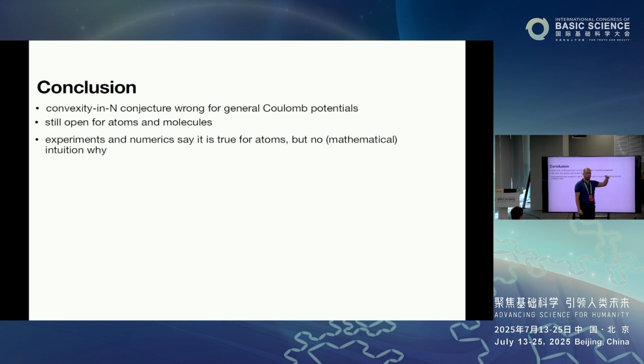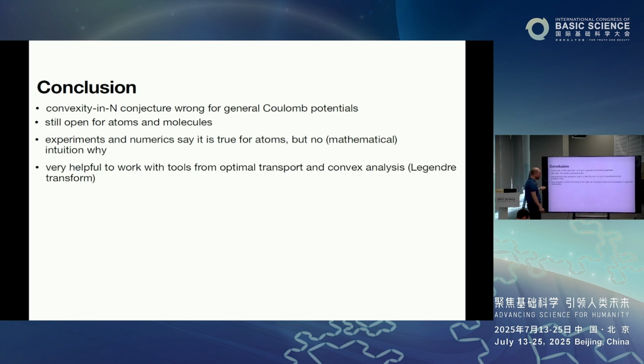Another thing I showed you is that if you have electrons on the real line, the conjecture is true in the classical case, but we are not able to prove the same at the quantum level, forcing the electrons to stay on the real line and having the quantum counterpart of this example. Basically, I use just tools from convex analysis, a little bit of optimal transport, but mainly convex analysis: convexification and the Legendre transform.